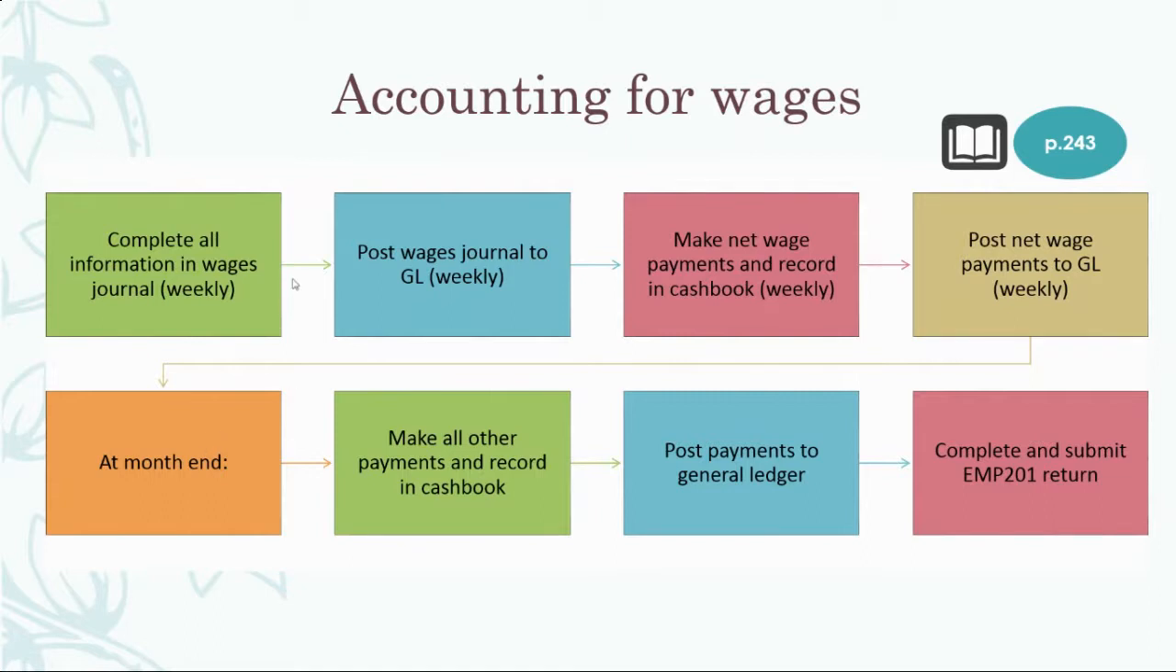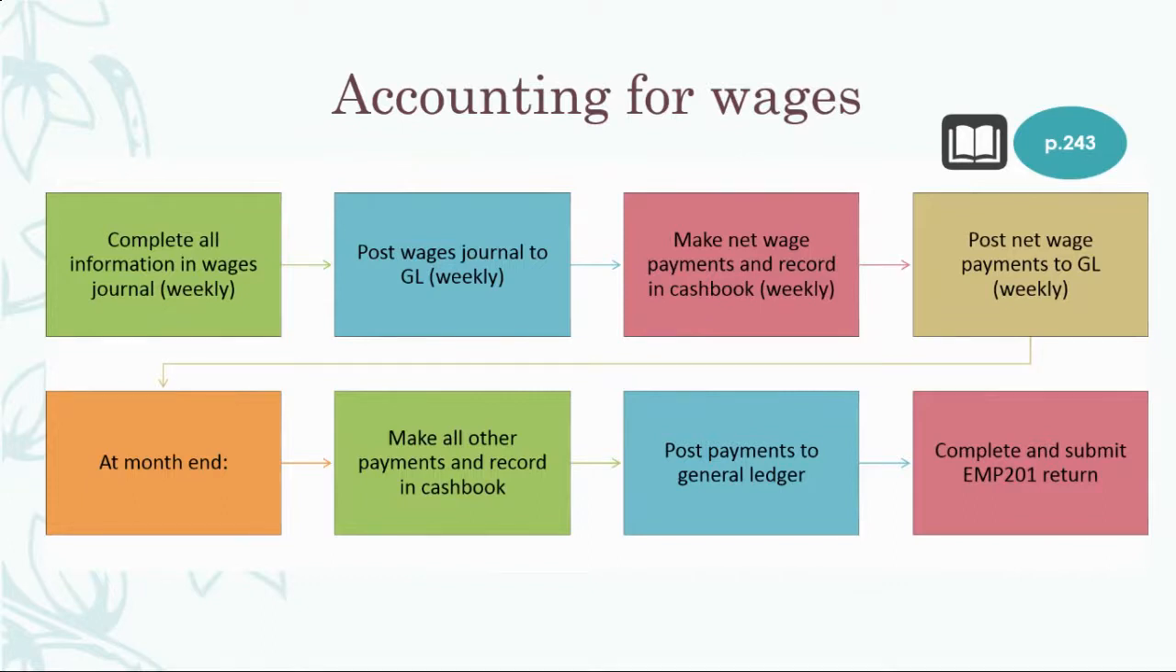Now, let's quickly look at the different steps. So the first thing is you complete your wages journal, but on a weekly basis instead of a monthly basis. And then you would take that to your general ledger, then your net payments. So your cash book you would also do on a weekly basis as opposed to a monthly basis. You would post it to your general ledger similar to what you would have done with your salaries. So that is a weekly basis.